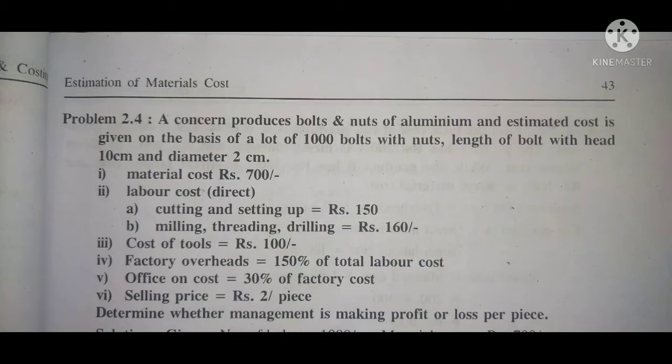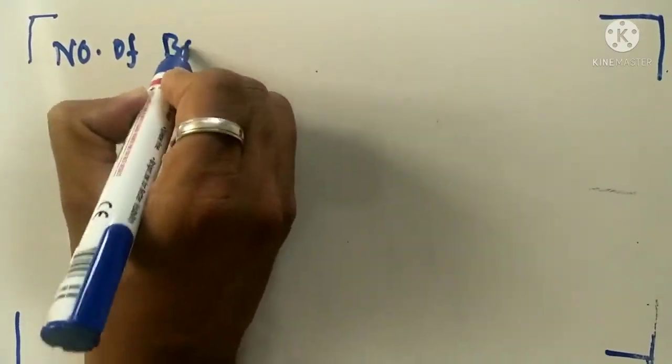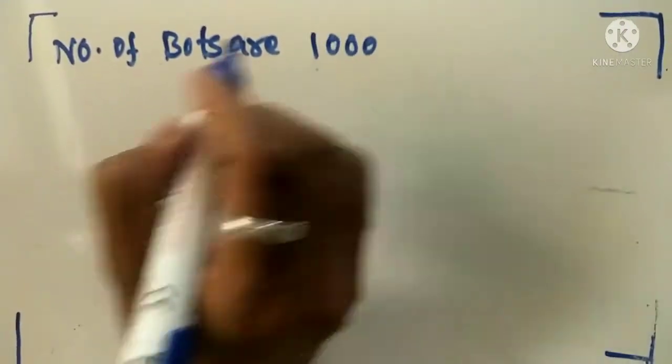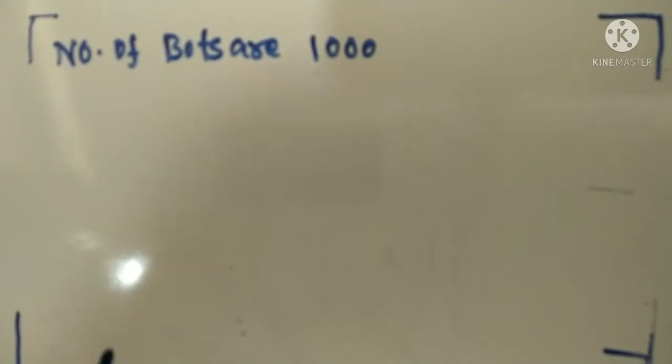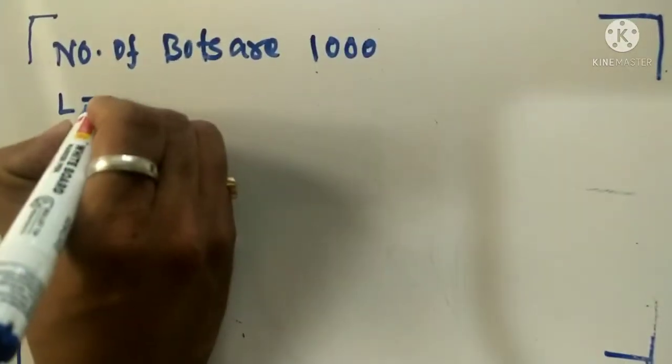You can pause this problem and read this. I am writing here the given data. The first given data is the number of bolts, which is 1000, with its dimensions: the length as 10 centimeter and diameter as 2 centimeter.